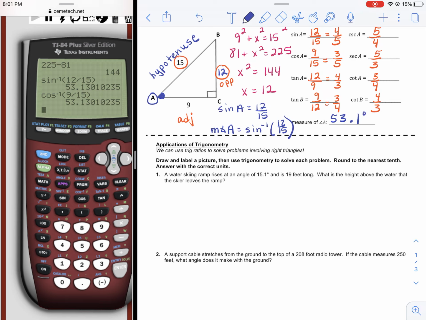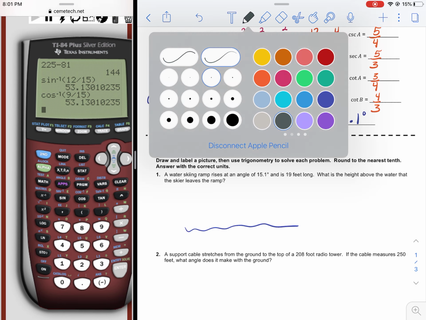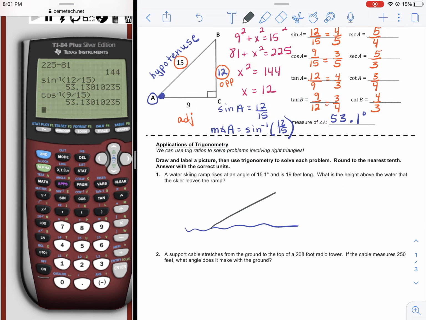So the first problem says a water skiing ramp rises at an angle of 15.1 degrees and is 19 feet long. What is the height above the water that the skier leaves the ramp? All right, so we've got some water and we have a ramp in the water. Now the key is when you're drawing these pictures, you're trying to create right triangles. For this particular problem, it says that the skiing ramp rises at an angle of 15.1 degrees, so I'm going to label this angle 15.1 degrees.